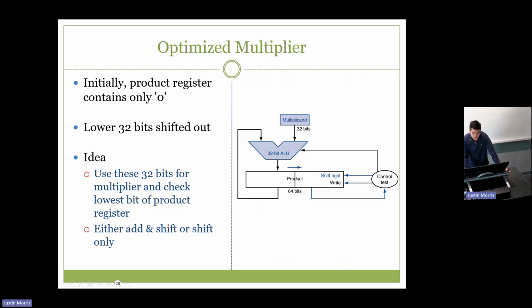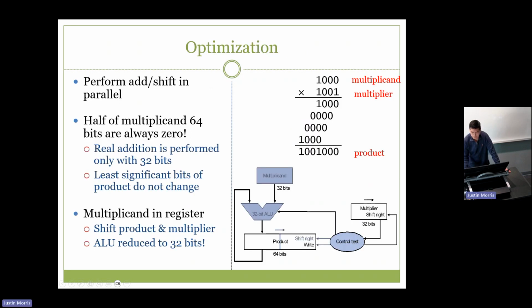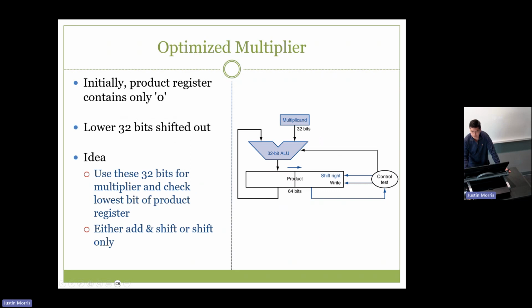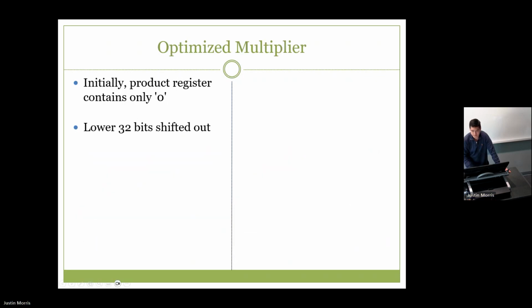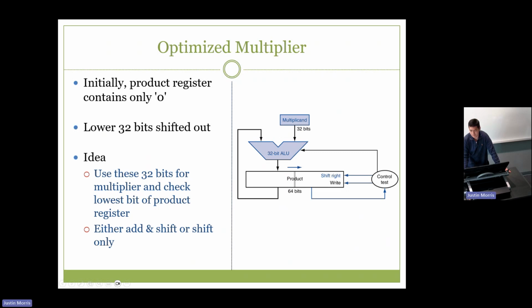The other thing is, from this one to this one, we got rid of the multiplier register, right? The multiplier is missing here. That's because we can just put it in the bottom half of the product register, because we're shifting it to the right anyways. Right? So it was going to get shifted out. We don't need this other 32-bit register. We can reuse this one.